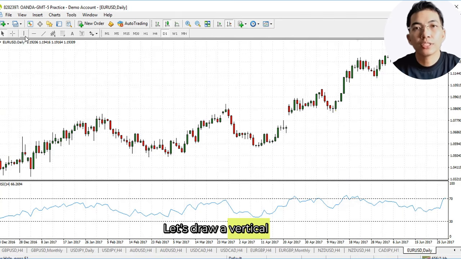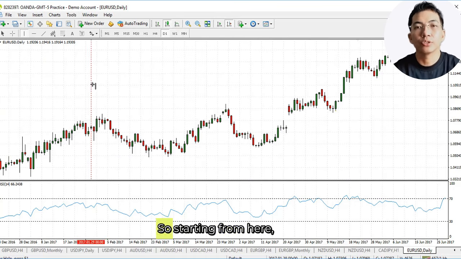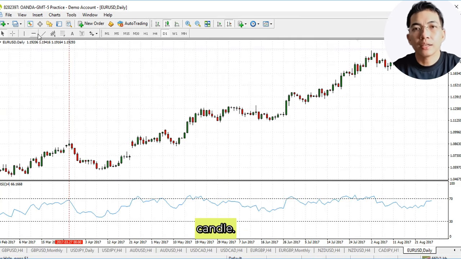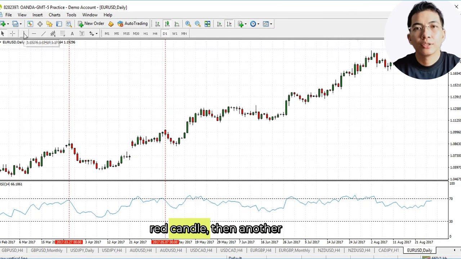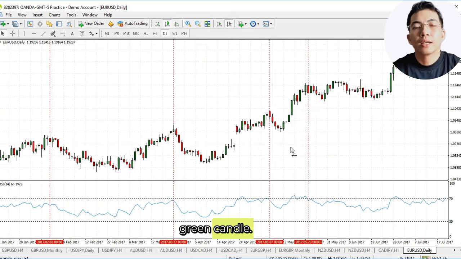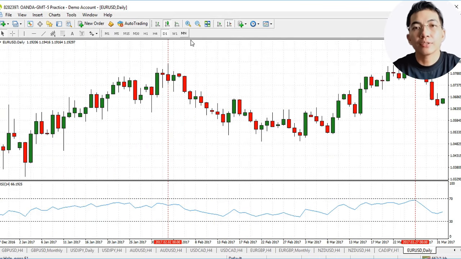Let's draw a vertical line when we have new highs on the market. So starting from here, we have the first high here, then another one on this green candle. Going on, we have another high on this red candle, then another one here, and the last one here on this green candle.